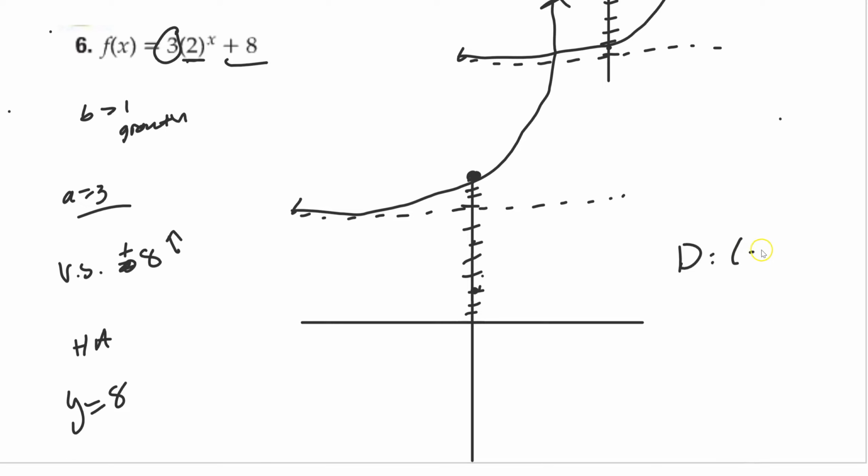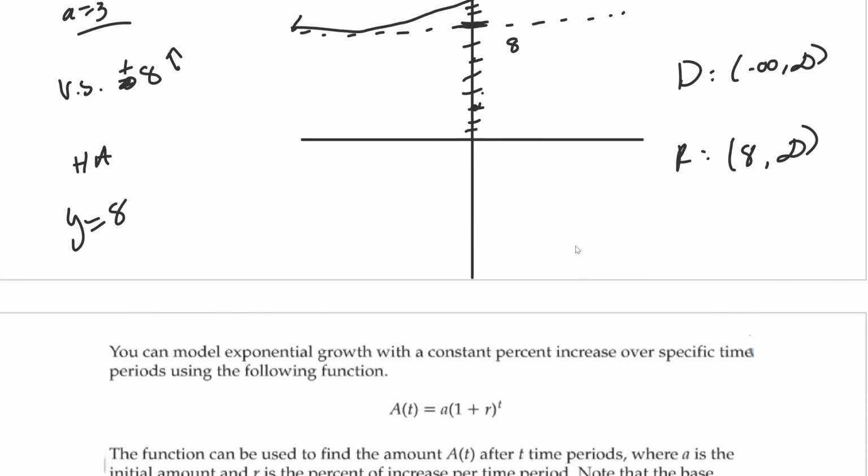Domain and range real quick. Domain's all real numbers, negative infinity to positive infinity, right, because farthest left, farthest right. Range, low to high. My lowest is 8, and you're going all the way to infinity. So 8 to infinity. Remember, 8 has to be a parenthesis because you can't touch the line. So that's that. That's how you graph growth functions.